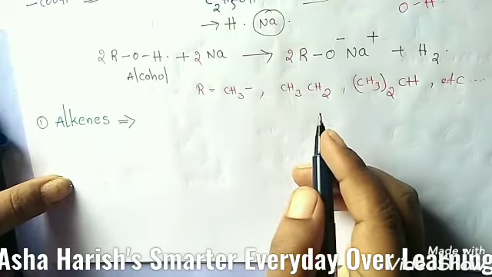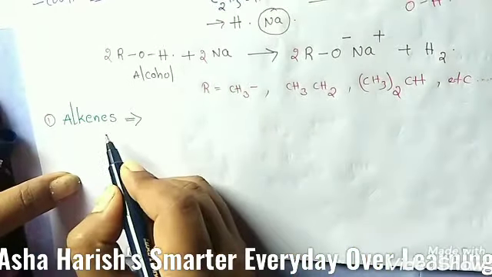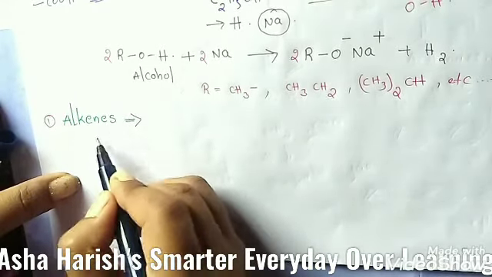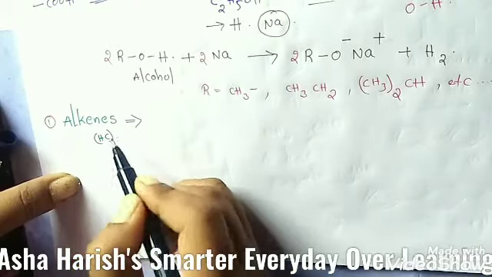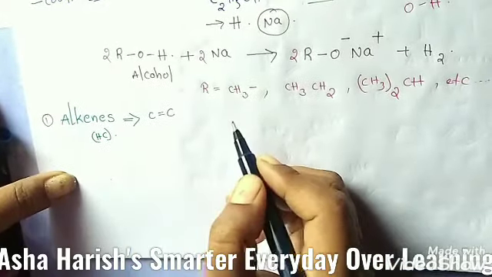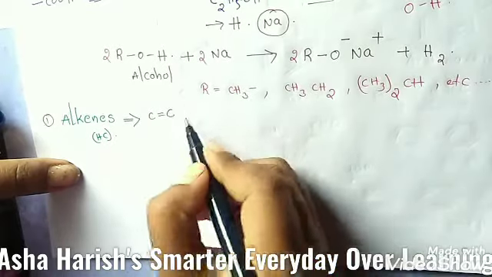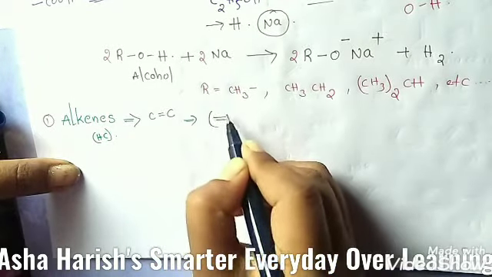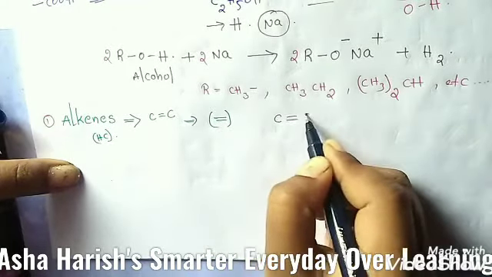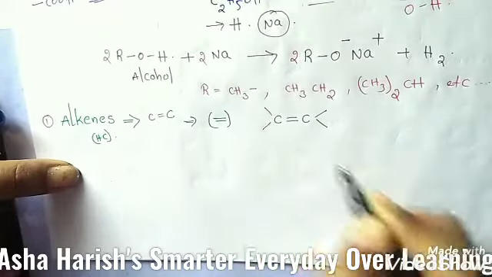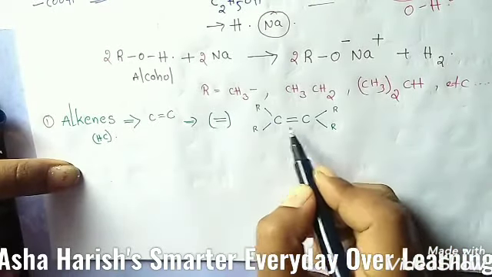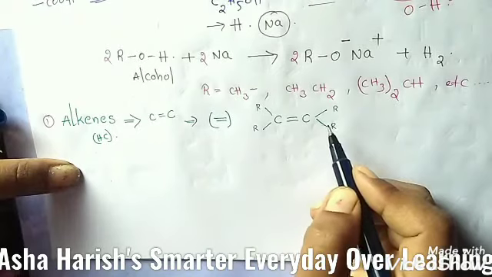The first one, the class of the organic compounds, is alkenes. Let's see the introduction of these alkenes, students. Alkenes are hydrocarbons which have a carbon-carbon double bond. The name of the functional group is simply the double bond. The structure of the functional group should be carbon, double bond, carbon, with any two groups like R arranged here. C double bond C is the main structure of the functional group.